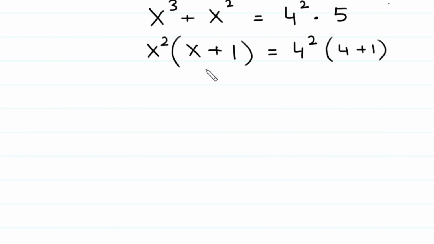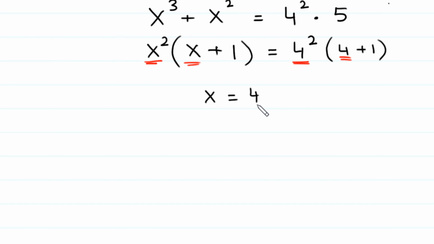Now if we compare this left side of this equation to the right side of this equation, we can see that here is x square and here is 4 square, and here is x plus 1, here 4 plus 1. From here we conclude that the value of x is equal to 4.